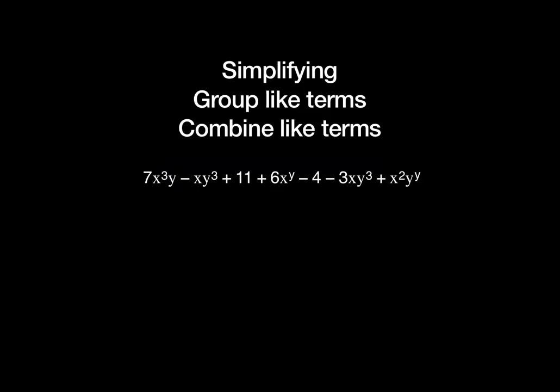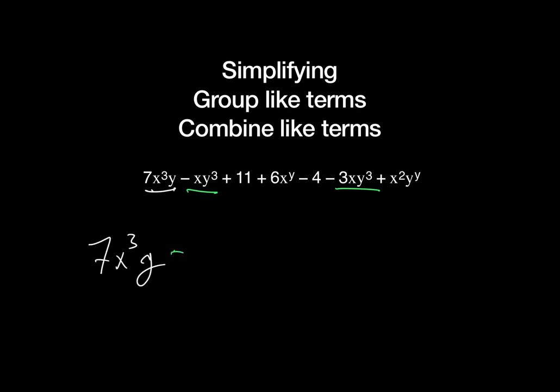All right. Simplifying. Again, I would think that this would be somewhat familiar to you all. Group them with like terms. In my case, I'm going to look and say, here's an x cubed y. Do I have any other x cubed y? I do not. So it stays as 7x cubed y. Do I have any other xy cubeds? Yes, I've got 2 of them, a -1 and a -3.